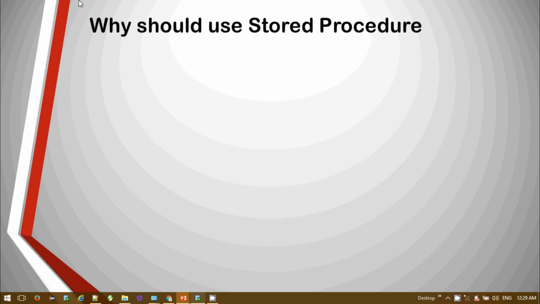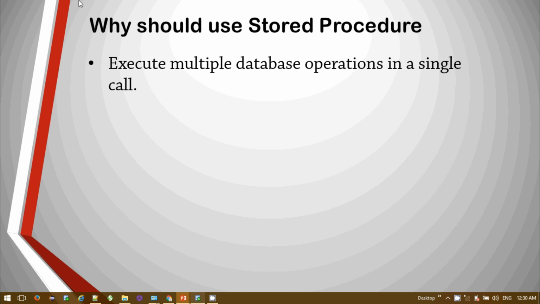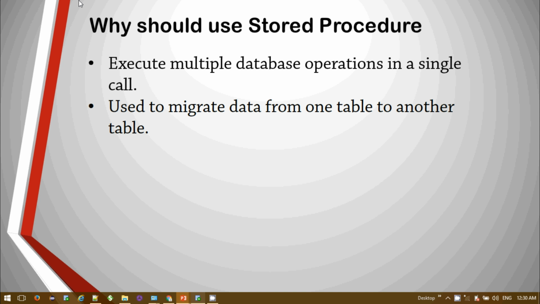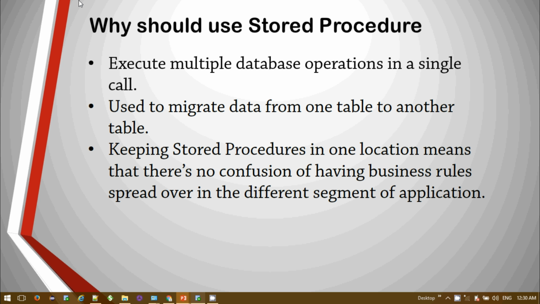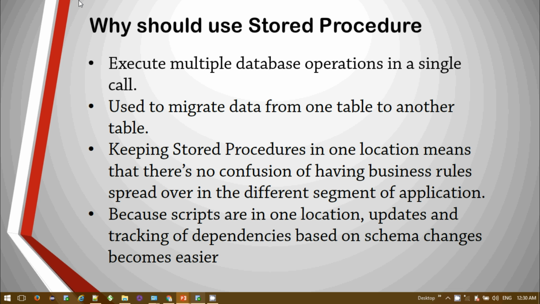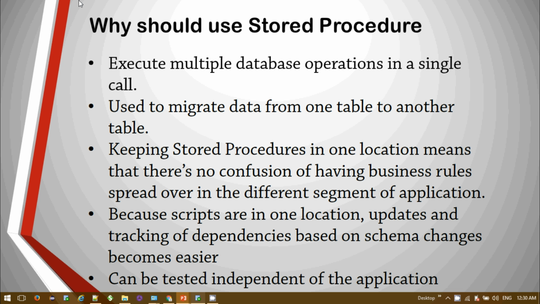The next important part is why we should use stored procedures in a database. One important fact is that it helps us execute multiple database operations in a single call. It is also used to migrate data from one table to another. Another important point is that we keep our stored procedures in one location, which means there is no confusion of having business rules spread over different segments of our applications. Because the scripts and stored procedures are located in a single location, updates and tracking of dependencies based on schema changes become easier. And from the testing perspective, it can be tested independently of the applications. Those are the reasons why we should use stored procedures in a database.